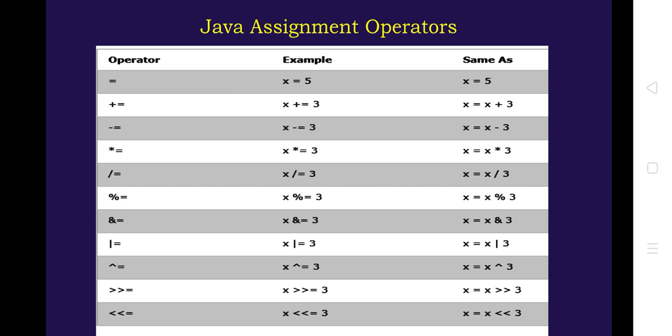Likewise, this can be applicable to all the arithmetic operators and also to the logical operators and to the shift operators. In the last two rows we can see x right shift and x left shift. When you say x right shift equal to 3, the value of x is shifted to the right 3 times and the value is assigned to x. Likewise, in the last row, x left shift equal to 3 means x is equal to x left shift 3. The value of x is shifted to the left 3 times and afterwards the value is assigned to the variable x. These are all the assignment operators in Java.